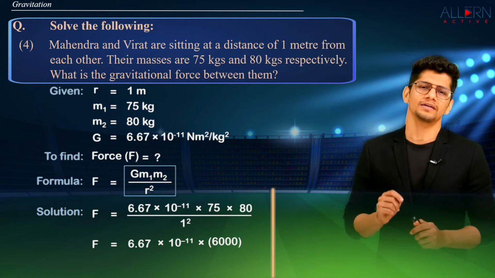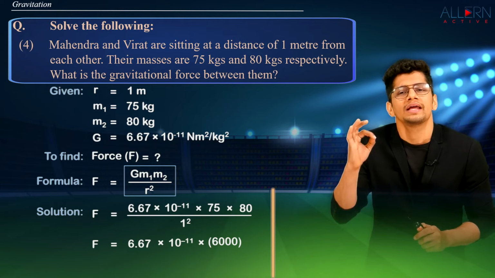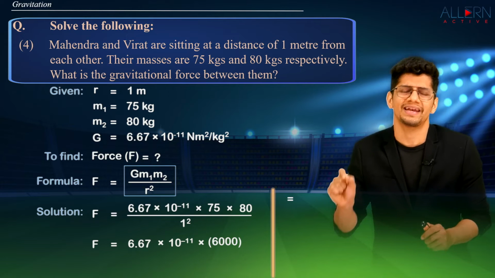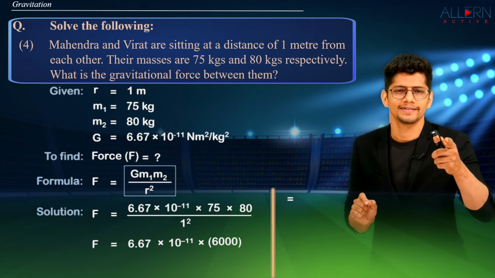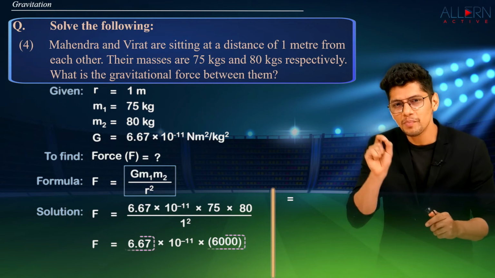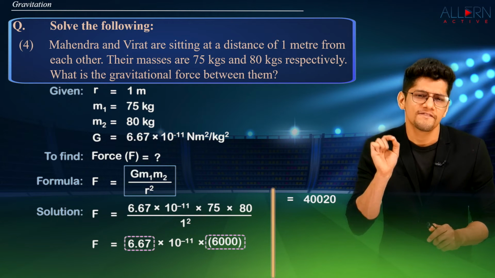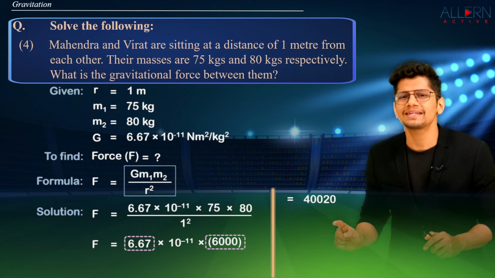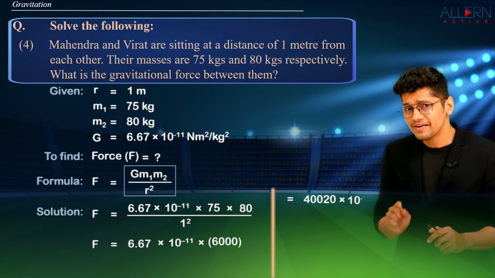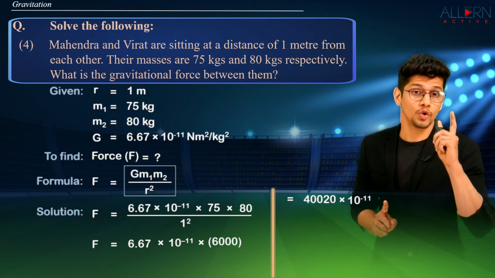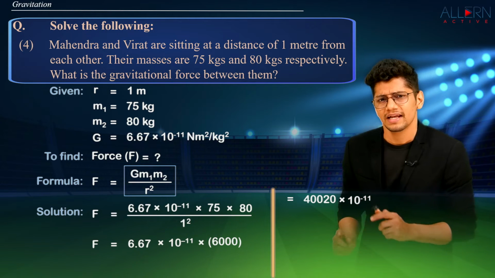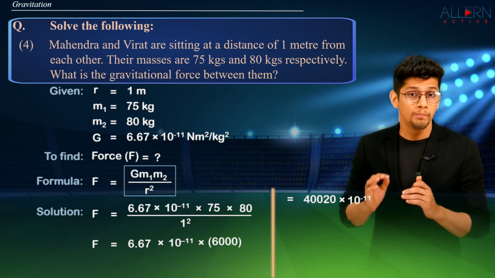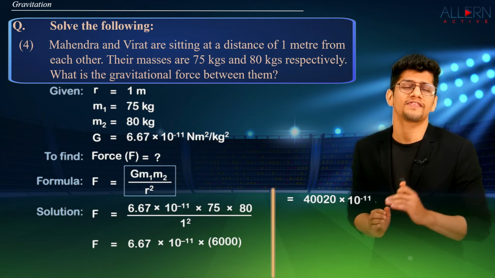Now in the numerator, we have 6.67 into 6,000. When you multiply 6.67 and 6,000, do it. Yes. Now when you multiply, you get the answer as 40,020, right? So, 40,020 remains as it is. Into 10 raised to minus 11 is still left. Don't forget that. So, now we get the answer as 40,020 into 10 raised to minus 11. But this is not how we write the final answer.